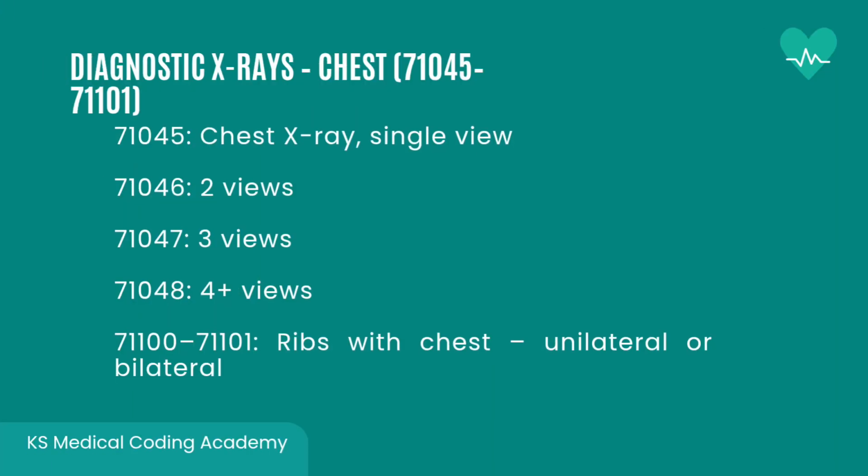Diagnostic X-rays, chest. Chest X-ray codes have been revised in recent years to simplify them based on the number of views. 71045, 1 view. 71046, 2 views. 71047, 3 views. 71048, 4 or more views. Also, codes 71100 and 71101 are used for unilateral and bilateral rib imaging combined with chest X-rays.